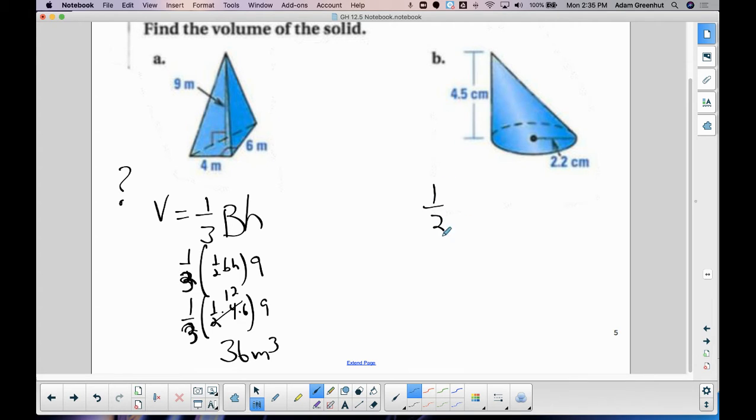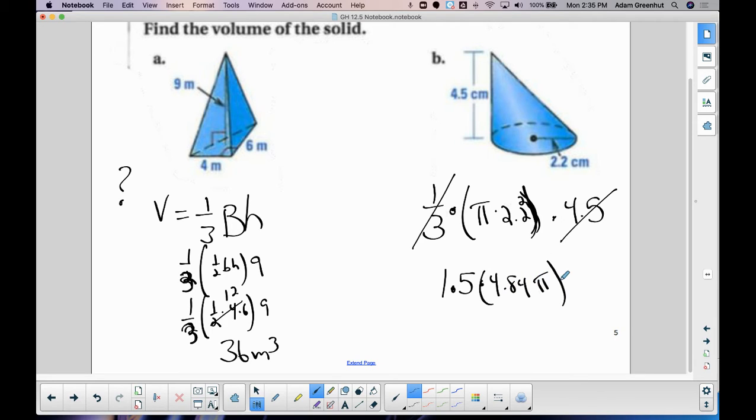And for this one, we do 1/3 area of the base, which is of course a circle. So it'd be pi times the radius squared, 2.2 squared, times the height of 4.5. I'll tell you right now, a third of 4.5 is 1.5. But then I have to do the 2.2 squared times pi. So 2.2 squared is 4.84.